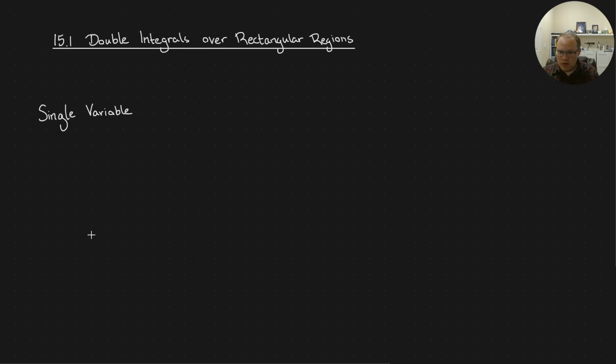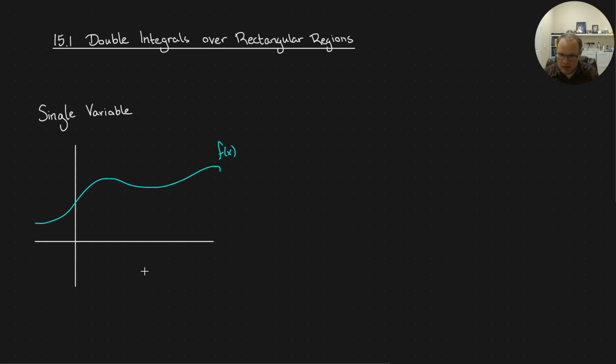Okay, so the single variable case, the idea was we have some function f of x. We are interested in the integral from some x equals a to some value x equals b of f of x. Okay, so maybe this is a and this is b. And the integral will give us the area under the curve.